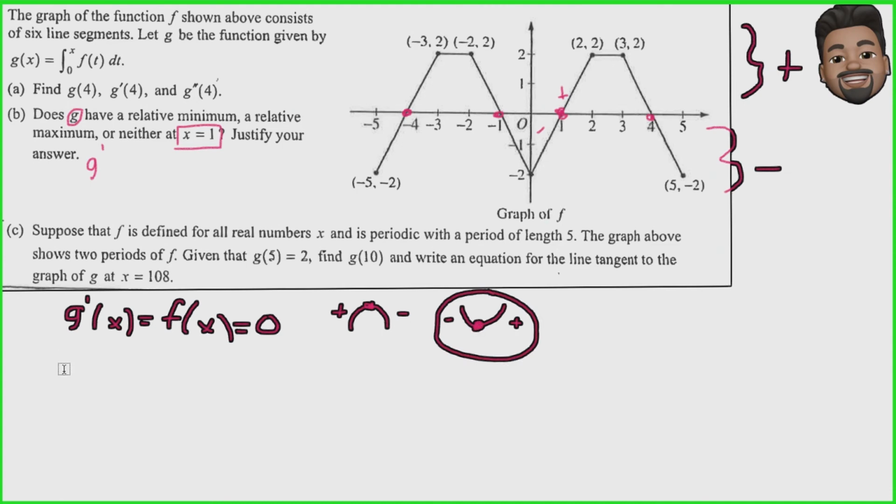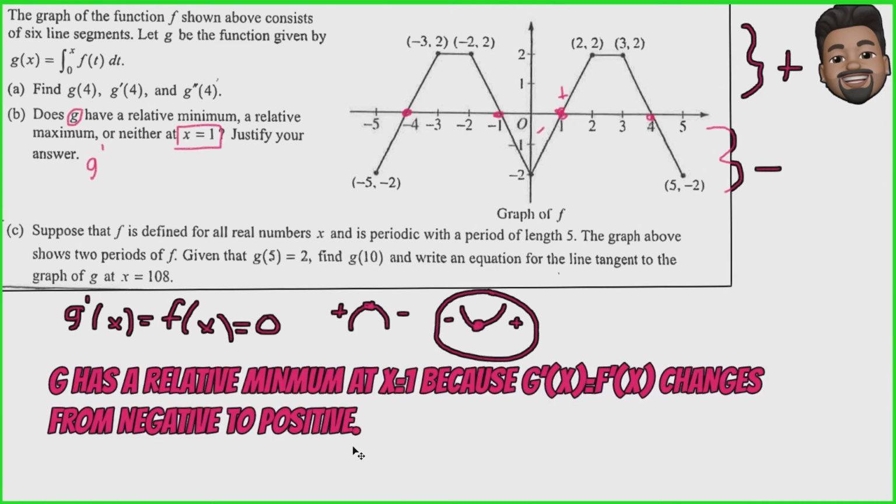So then I'm going to write it down like this. G has a relative minimum at X equals 1 because G prime of X equals F of X. Why do I keep making that mistake? I don't know why I put an F prime there. There we go. Because G prime of X equals F of X changes from negative to positive, I can conclude that there. That tells me we're done with part A, and we're done with part B.